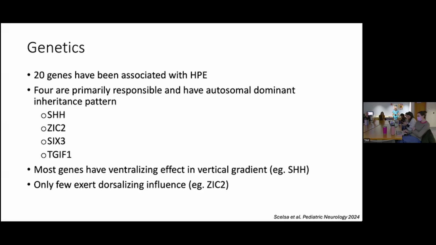Twenty different genes have been associated with holoprosencephaly, but there are really four that are primarily responsible. These four genes that are listed here are also inherited in an autosomal dominant manner. And most of these genes have a ventralizing effect, and only a few have a dorsalizing effect.